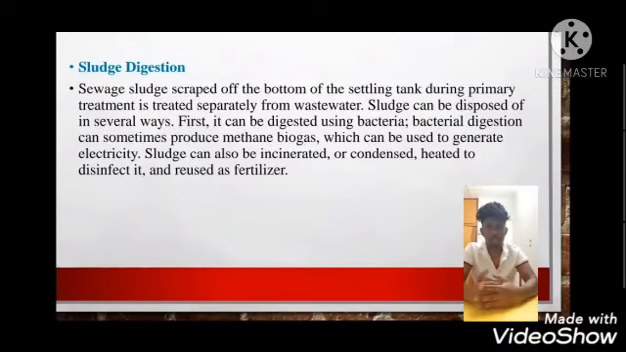And the last part of sewage treatment is sludge digestion. Sewage sludge scraped off the bottom of the settling tank during the primary treatment is treated separately from the wastewater. Sludge can be disposed of in several ways. First, it can be digested using bacteria. Bacterial digestion can sometimes produce methane gas, which can be used to generate electricity. Other than that, sludge can also be incinerated or condensed by heating to disinfect it. It is reused as fertilizer.